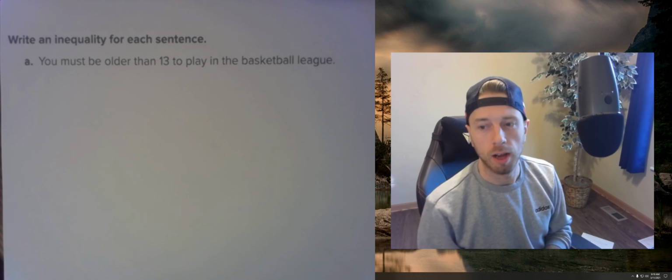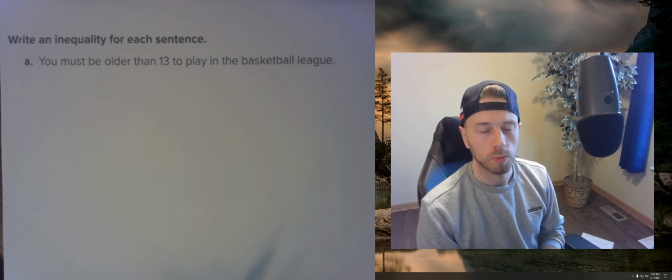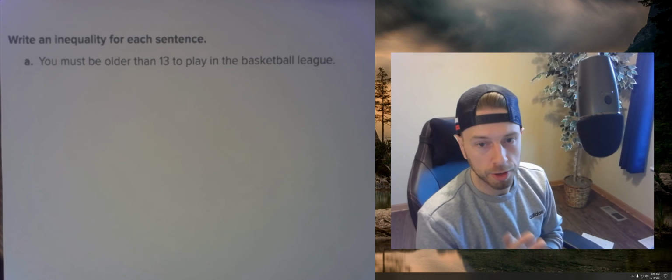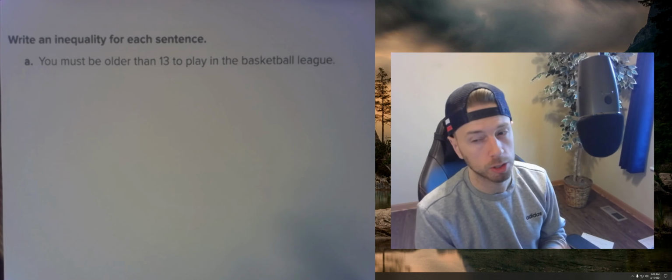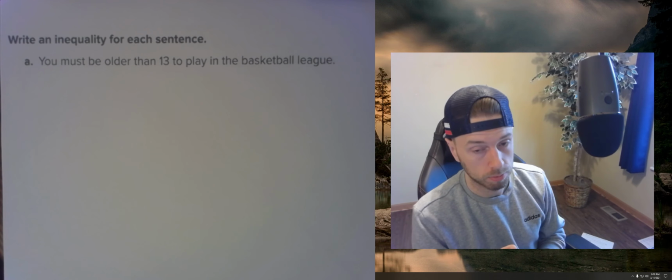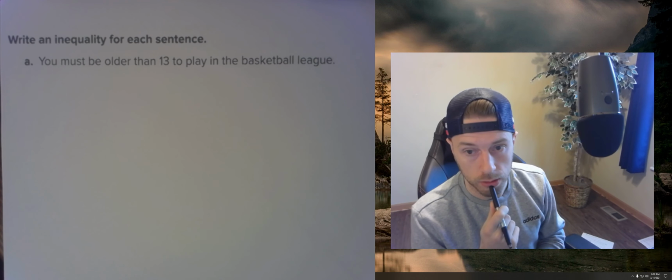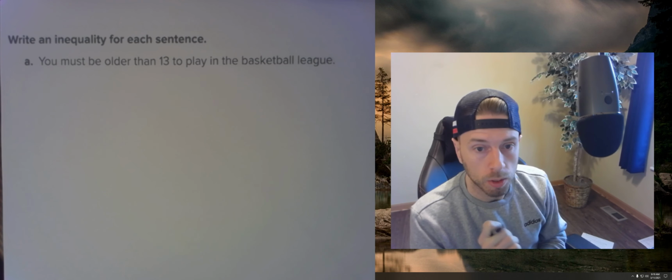Why don't you guys try to write an inequality for this one really quick? You must be older than 13 to play in the basketball game. You must be older than 13. See if you can write the inequality for this one.